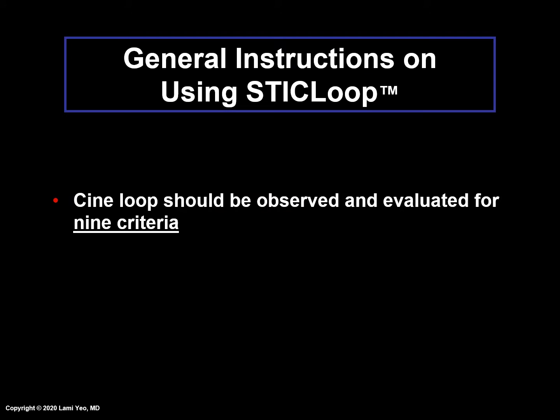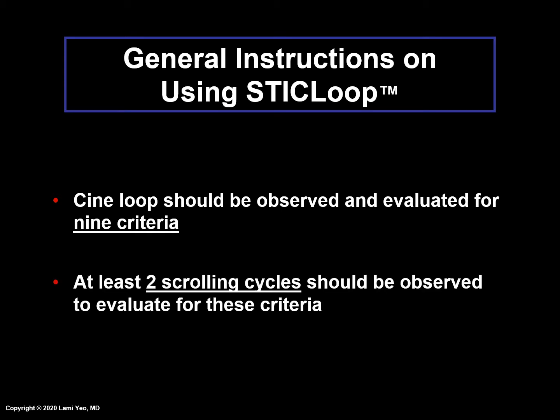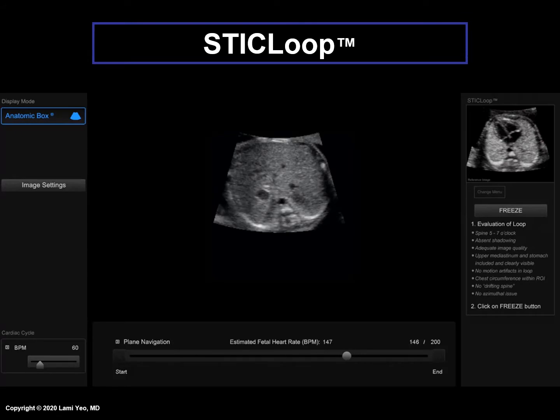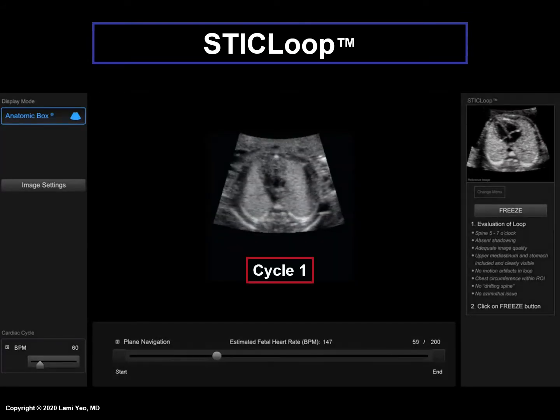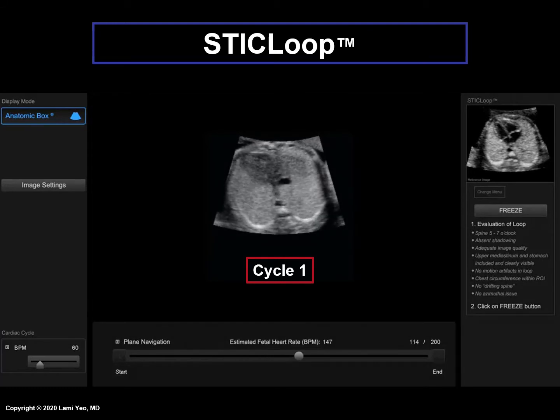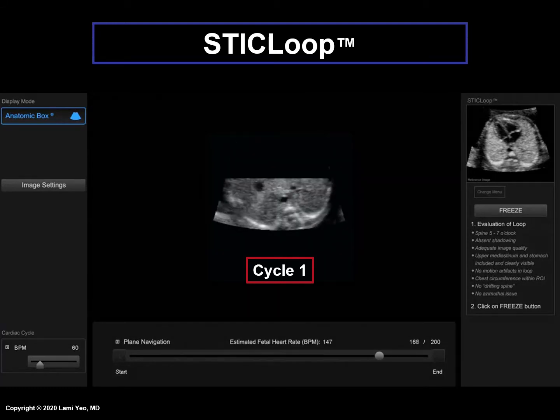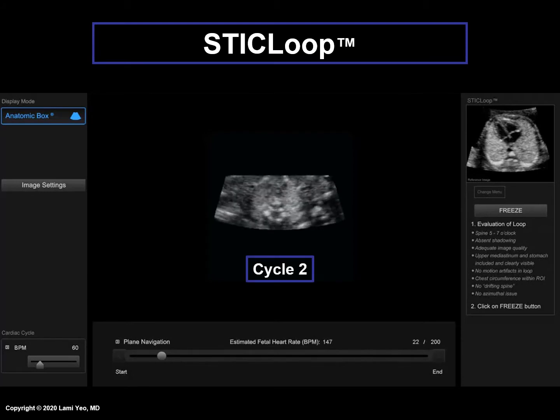The STICLoop should be observed and evaluated for 9 criteria. We recommend that at least 2 scrolling cycles should be observed to evaluate for these criteria. Here's the first cycle. And now the second cycle.